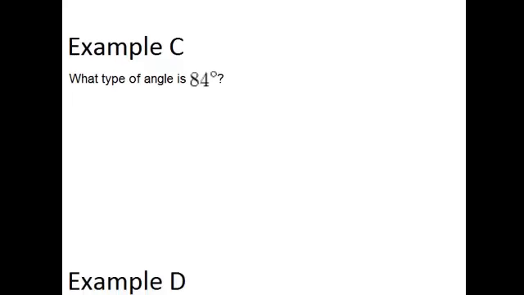Okay, and example C, what type of angle is 84 degrees? Well, 84 degrees is less than 90 degrees, and an angle that's between 0 and 90 degrees is an acute angle. So this is an acute angle. And for obtuse, acute, right, and straight, those are all just words you really have to remember and should remember because they'll come up a lot throughout the whole year of geometry.